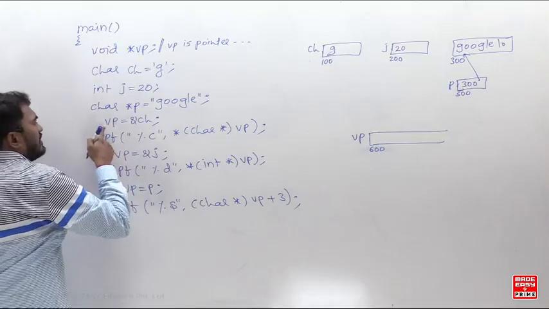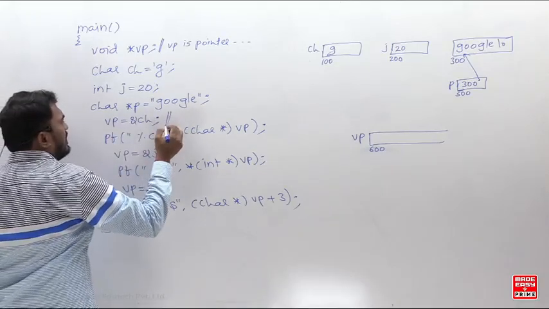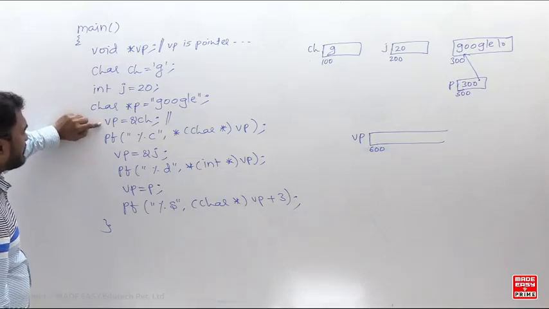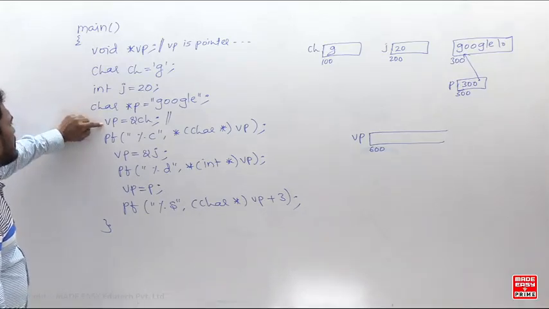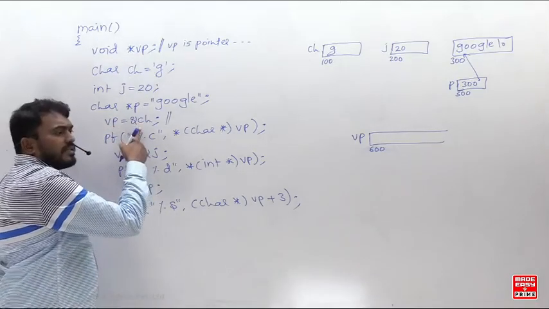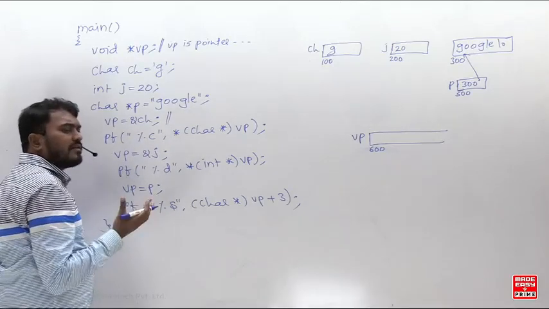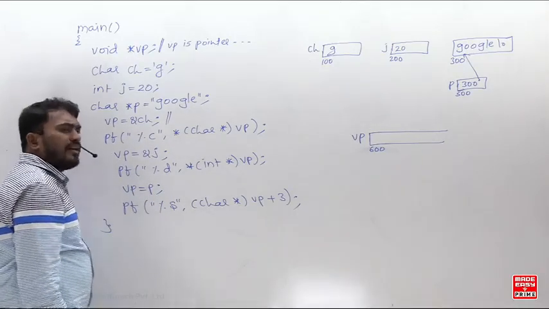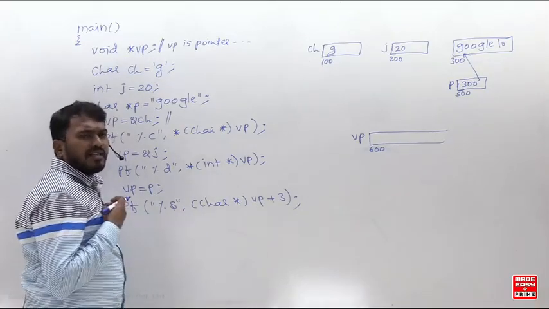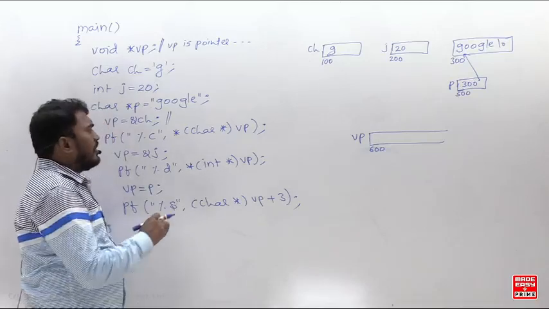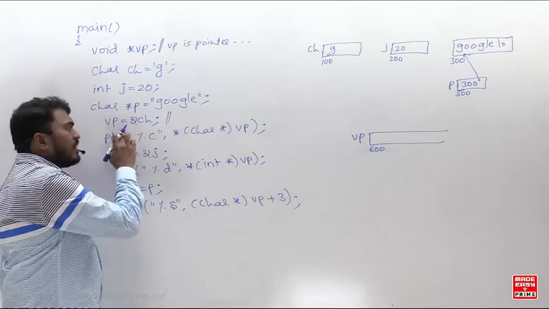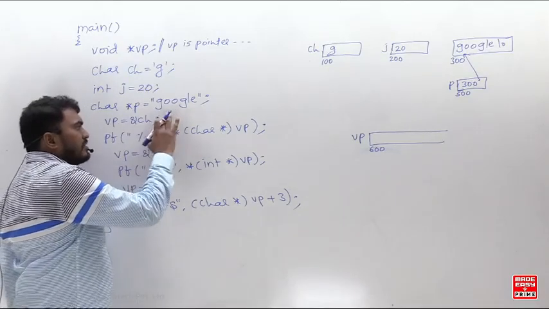Next, vp equal to address of ch. Now tell me, we are simply storing the address of a character. VP is a void pointer, and I am storing the address of a character here. So when you are storing the address of a character, do you actually require typecasting here? No. While storing the address, it is not expecting any typecasting. Why? Because it is itself saying that it can take the address of any type of variable. It is telling us to put in anyone's address and it will take it, exactly. So when you assign the address of anyone, it will simply accept it and will not give any error here.